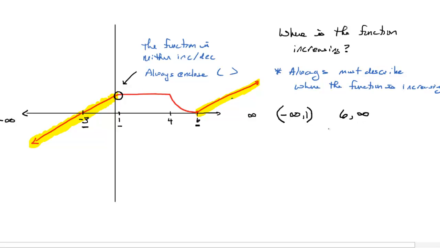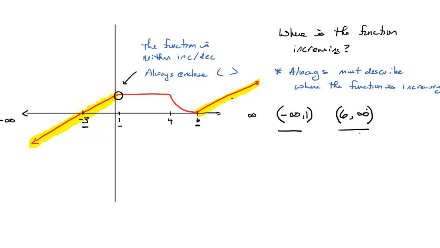At 6, our function is neither increasing nor decreasing, so he starts increasing, so we're going to enclose him with a parenthesis. And then at infinity, we always enclose infinities with a set of parentheses, so it's going to have a parenthesis as well. And notice we have two different intervals where our function is increasing. So we have to describe where this function is increasing jointly.